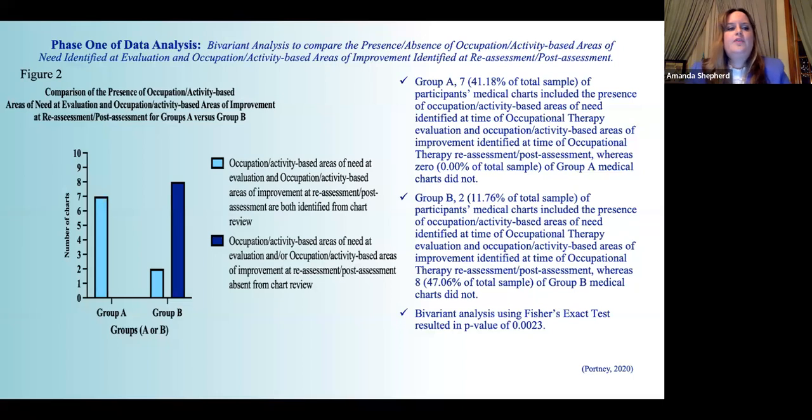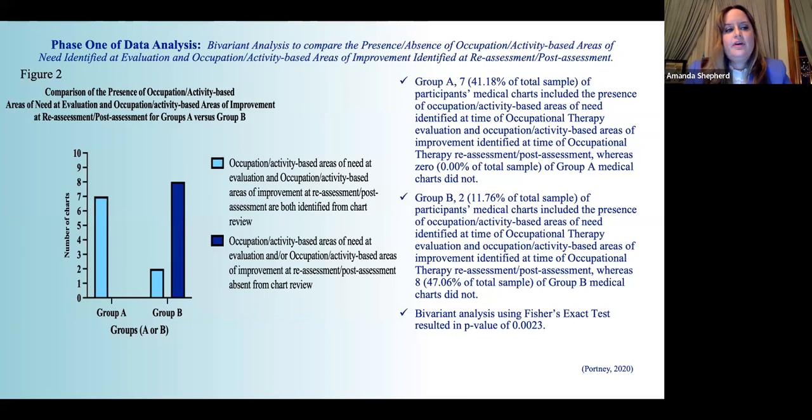So we're still in phase 1 of data analysis, where I was using bivariate analysis as the methodology, but we're looking at a different categorical variable now. So now we're looking at the comparison of the presence of occupation-based areas of need at evaluation and the presence of occupation-based areas of improvement at post-assessment or discharge in Group A compared to Group B.